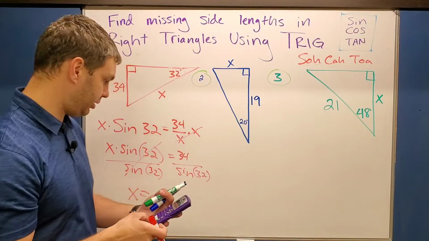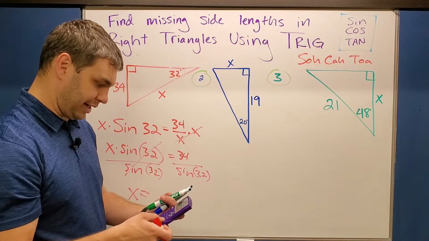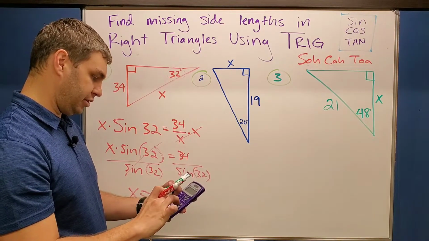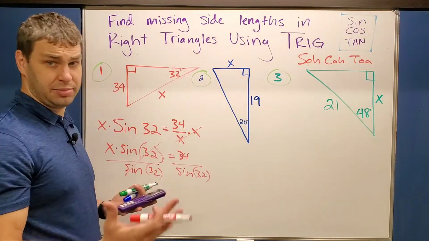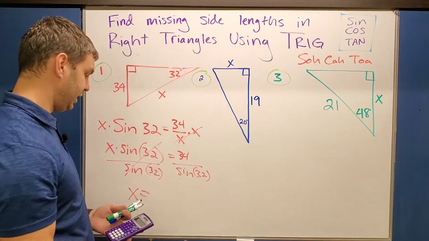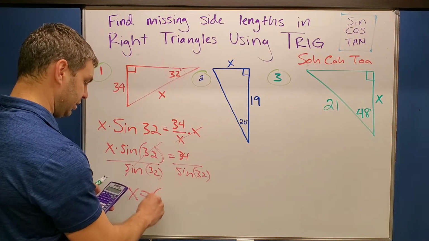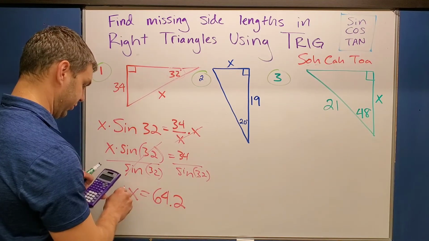So I'm going to do 34. Make sure you type it in right. 34 divided by, and then in the calculator, type in sine of 32 and hit enter. I'm going to round to the nearest tenth. Your teacher might want you to round to something else, but do whatever they say. For this one, I get 64.16, which becomes 64.2 if I do a little bit of rounding.